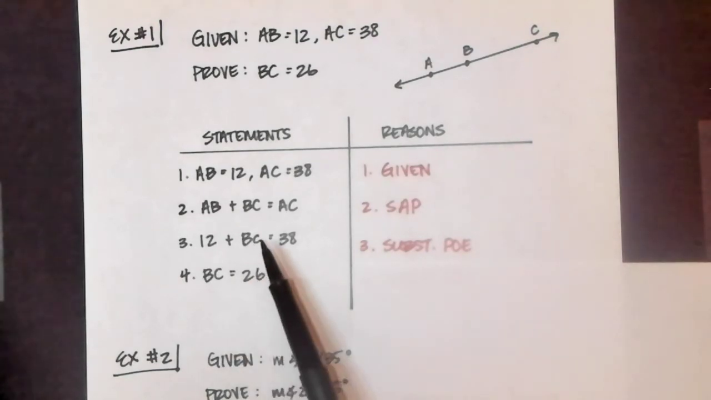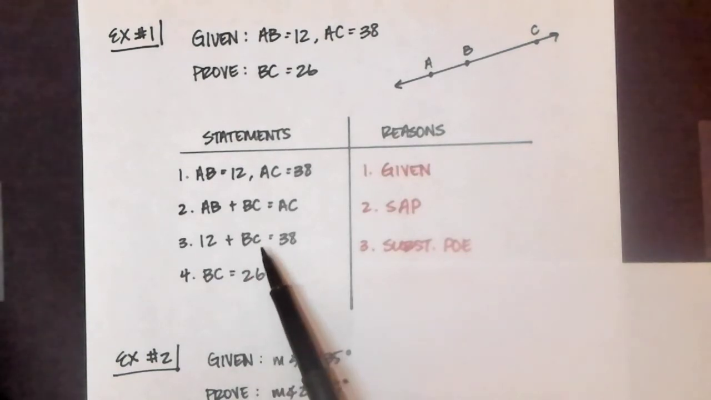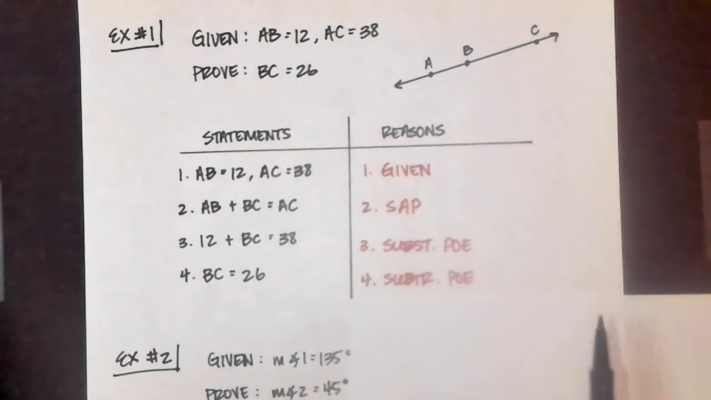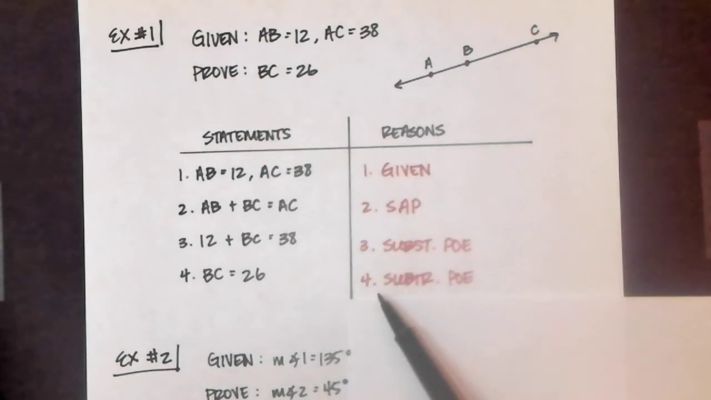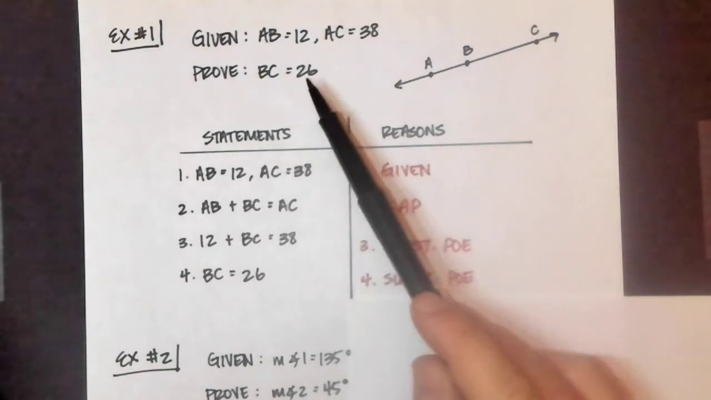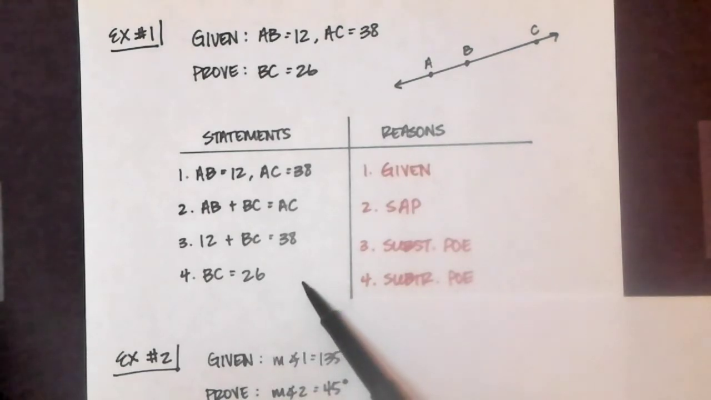And now finally, to get BC by itself, we have to subtract 12 from both sides. It just becomes an algebra problem. So when you subtract a number from both sides, we're using the subtraction property of equality. And notice that what we're trying to prove, we've now written this statement, and so the proof is finished. It's completed.